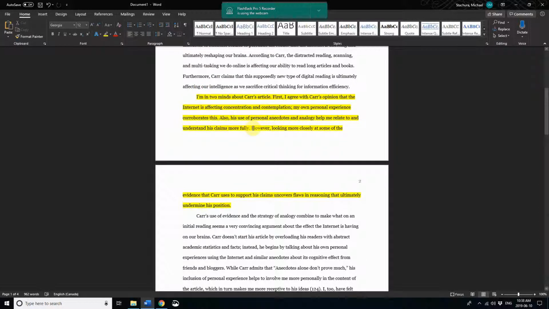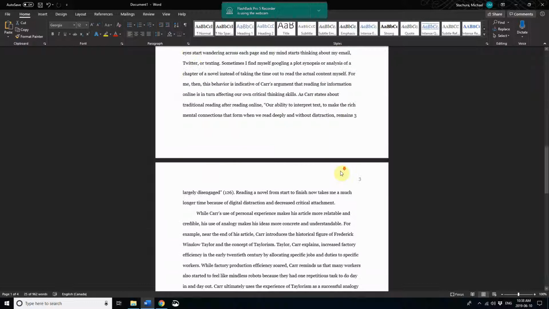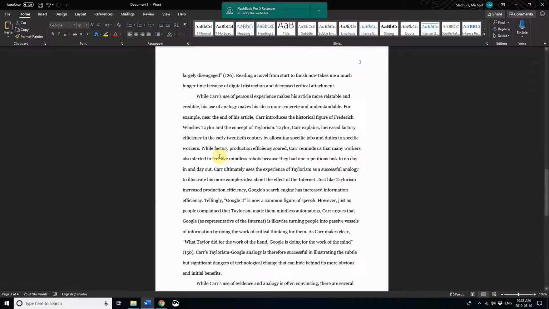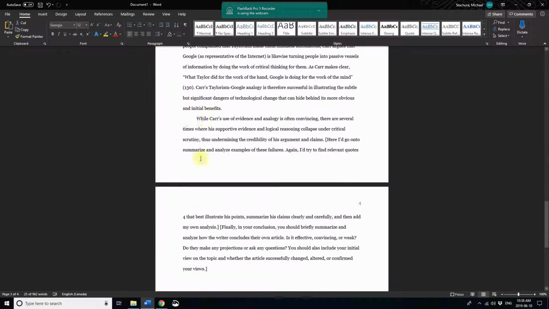The final thing I say in my thesis is I'm skeptical about some of the evidence that he uses. I think there's flaws in reasoning. Okay? So this is the final paragraph, my final point that I want to make in my paper. So while Carr's use of evidence and analogy is often convincing, there are several times where his supportive evidence and logical reasoning collapse under critical scrutiny, thus undermining the credibility of his argument and claims.